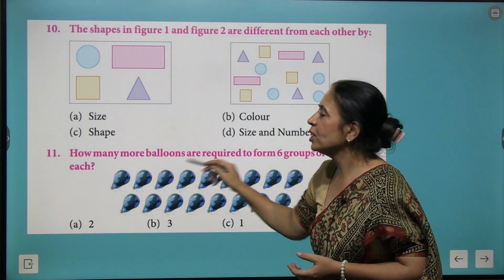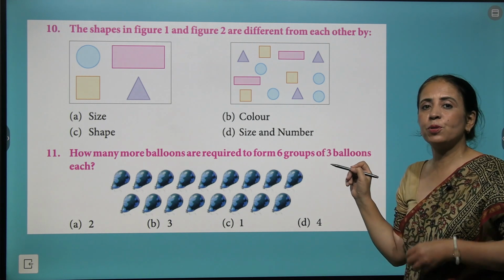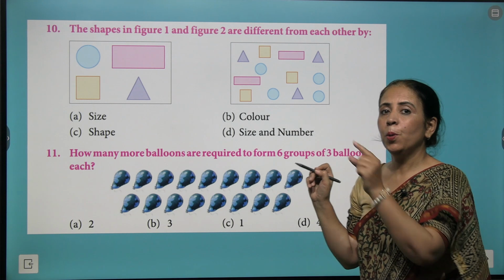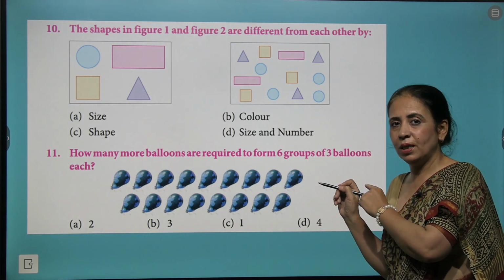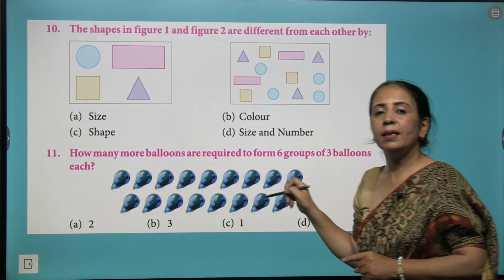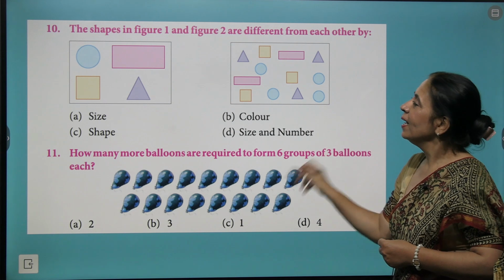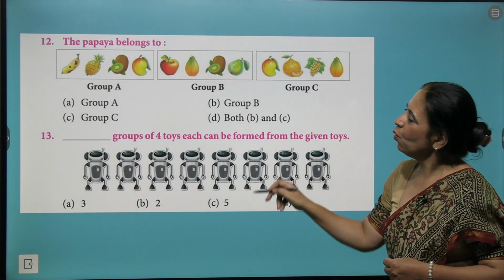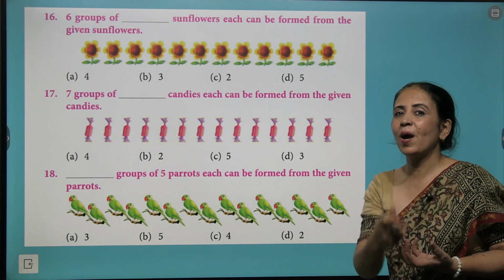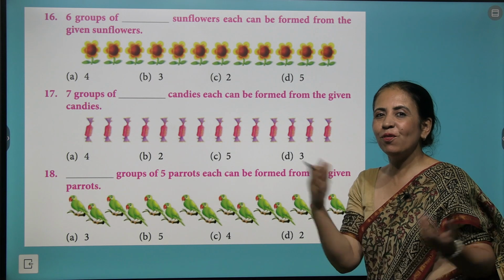Now the next question is, how many more balloons are required to form 6 groups of 3 balloons each? How many balloons in each group? We have to take 3 balloons in each group and we have to form 6 groups, and then we'll see how many more balloons are required, right? This way we move ahead with more such questions for you to try and explore, and I know you are going to come out with flying colors.